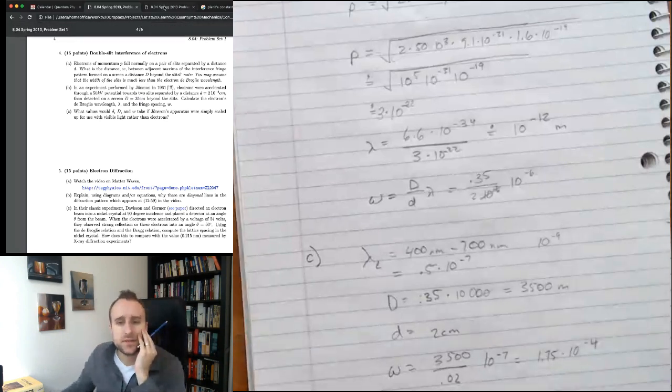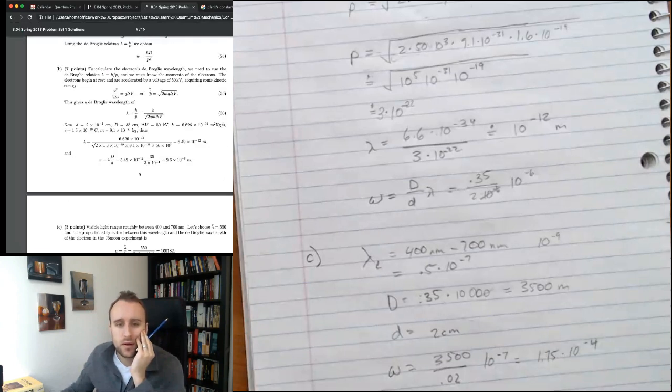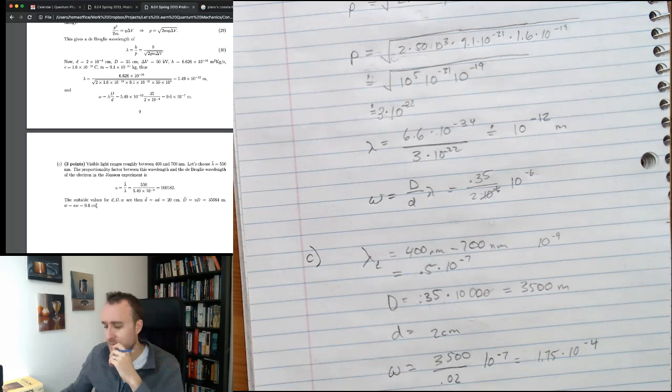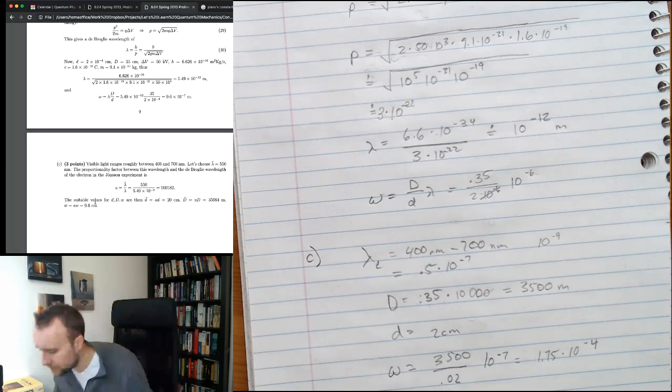This, I don't know. This question doesn't make sense to me. What do they want here? The ratio between the wavelength and the de Broglie wavelength is 100,000. Okay, so I said 5 orders of magnitude, but it's 6. Suitable values are then 20 centimeters, 35,000, 35 kilometers, and then 9.6 centimeters. So I'm off by 1 order of magnitude here. I must have missed something.